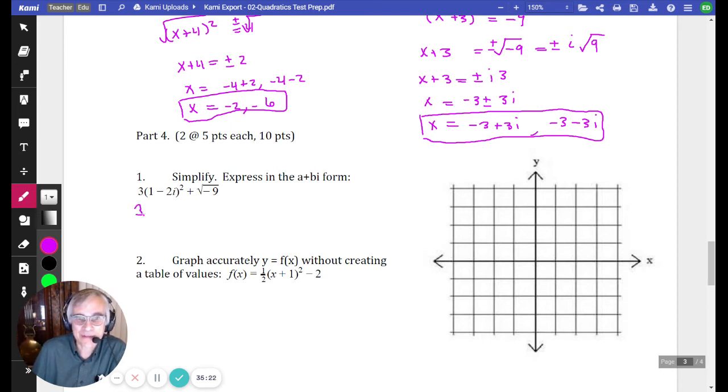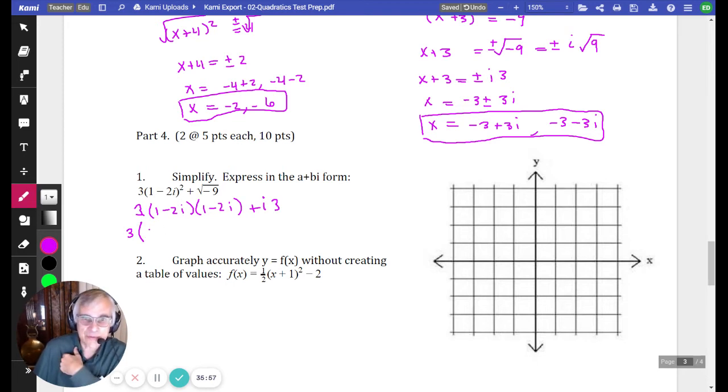So 3, now we're going to explicitly say is 1 minus 2i times 1 minus 2i, just to be clear. And the square root of -9, of course, is i times the square root of 9, which was 3. It's similar to what we did in the previous example. Now let's do this multiplication of 1 minus 2i to itself.